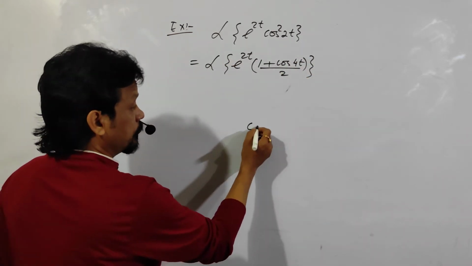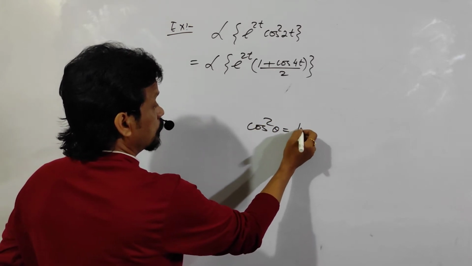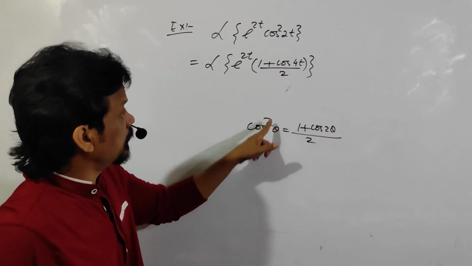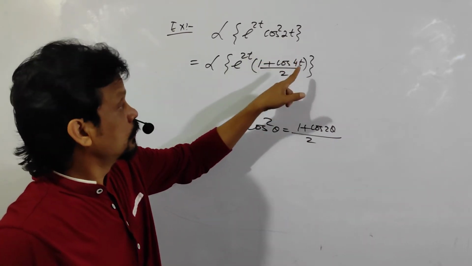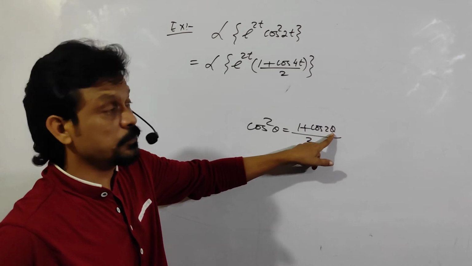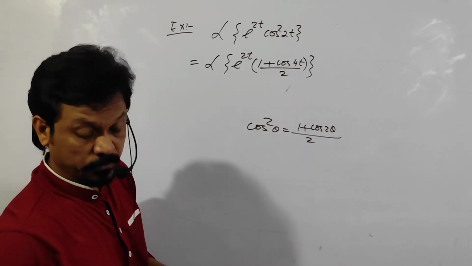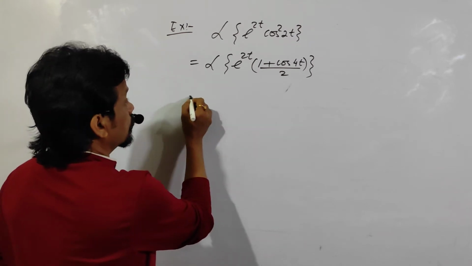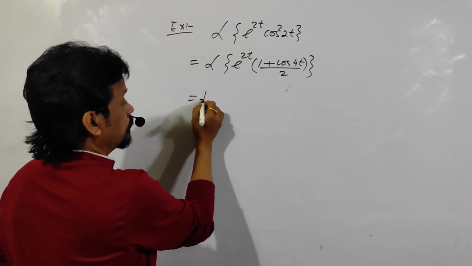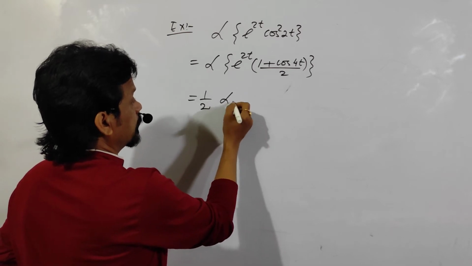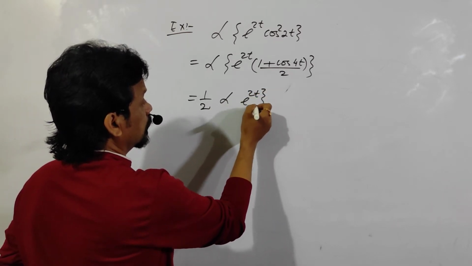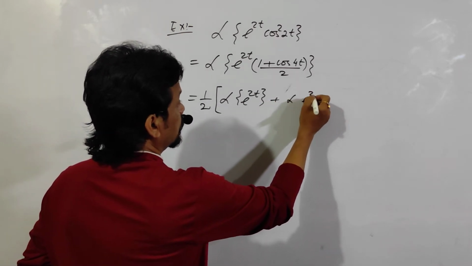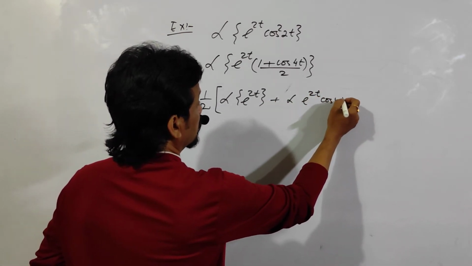Cos square theta, the formula is cos square theta is (1 plus cos 2 theta) by 2. But in place of theta, I have written 2t. So here 2 into 2t, it is 4t. So I have written (1 plus cos 4t) by 2. Okay. So you should remember the trigonometry formula. Okay. So now take 1 by 2 outside by the linearity property. So Laplace of e to the power 2t, put a bracket here, plus Laplace of e to the power 2t into cos 4t.